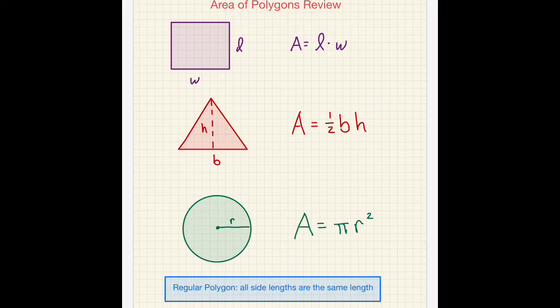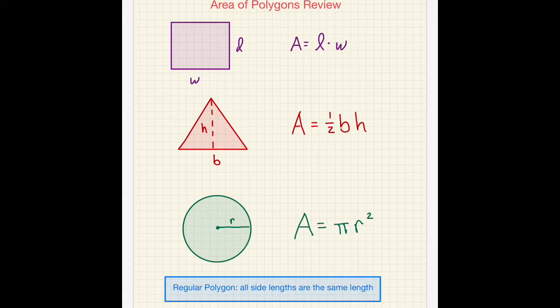All right, we're going to jump into a quick review of area of polygons here. This is stuff that you've probably seen before, but I just want to touch base because it's going to come up in our current unit when we look at surface area and lateral area of three-dimensional figures. You'll need to remember the area of these two-dimensional figures.